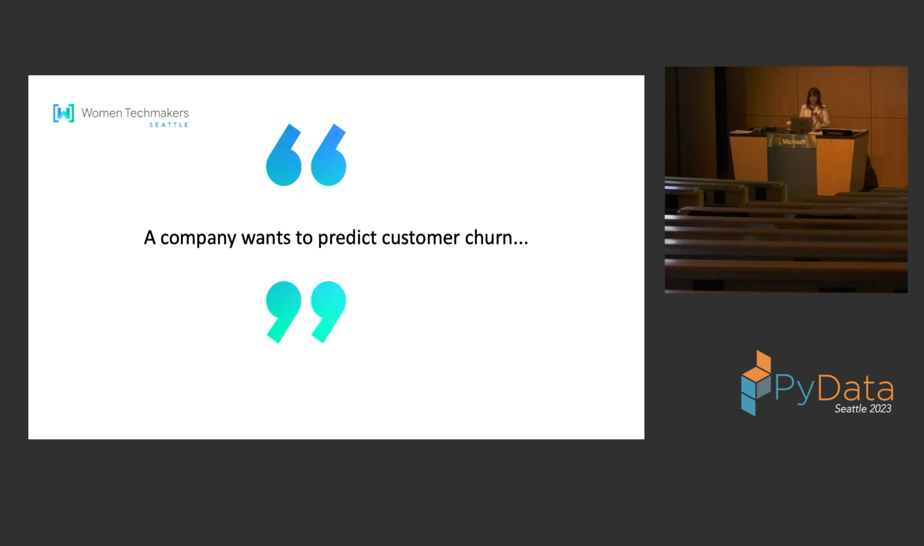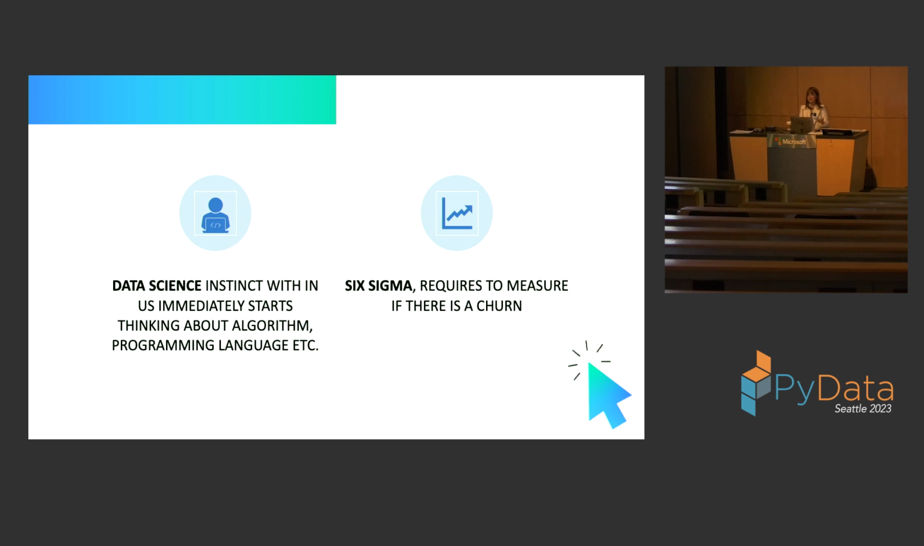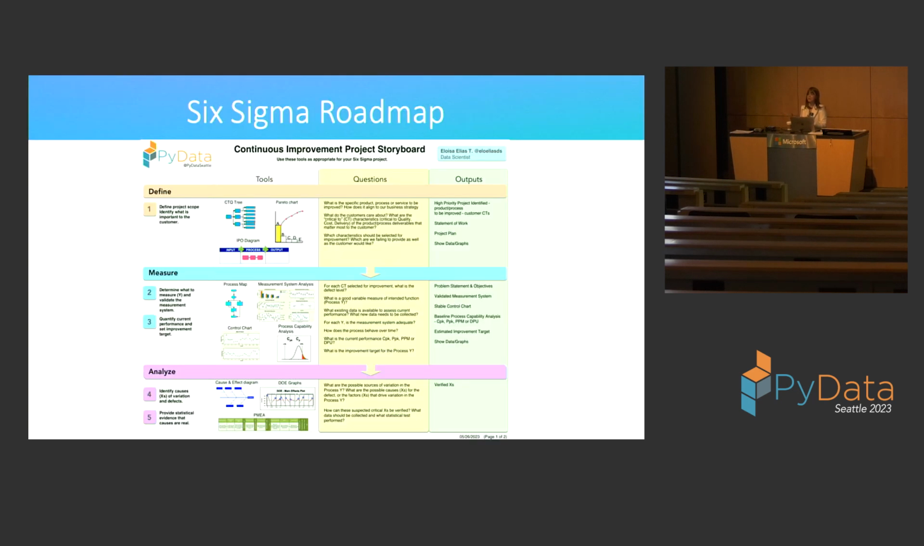I'm going to tell you about an example: a company wants to predict customer churn, which is a task that we, as data scientists, are asked for very commonly. As data scientists, we go immediately to check out the possible algorithms that we can use to fit the data. A 6 sigma expert will analyze the data, measure it, and make sure that the data is under control and within specification.